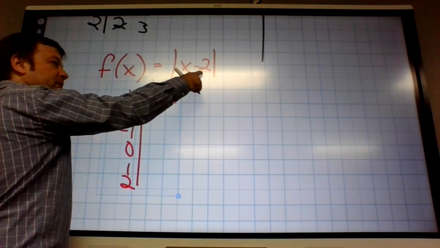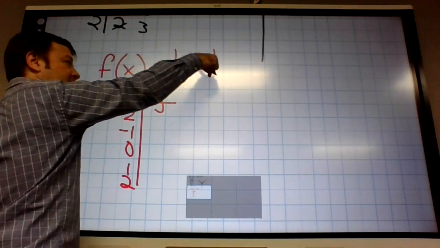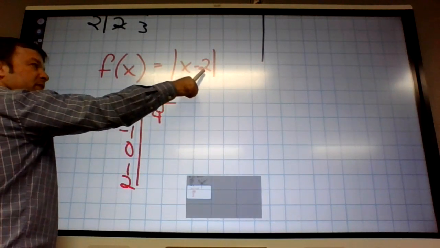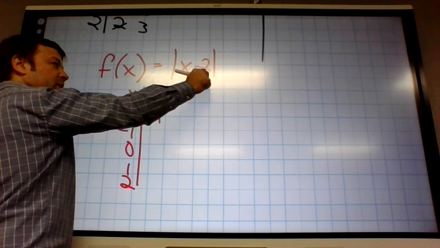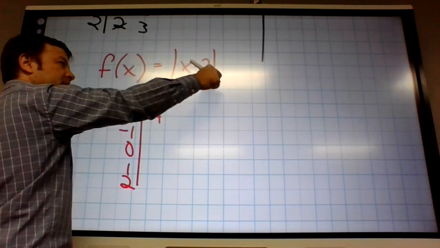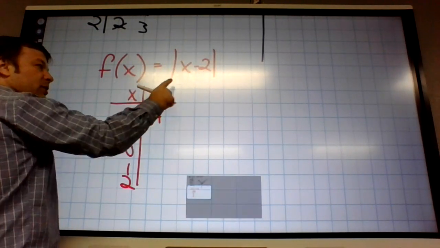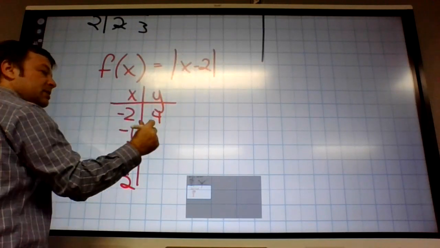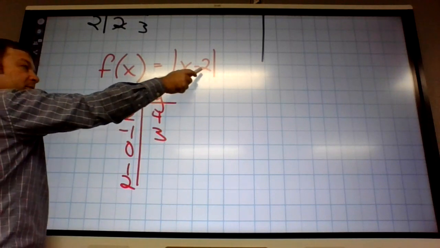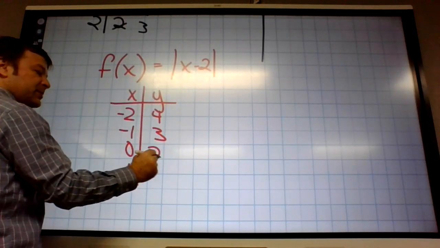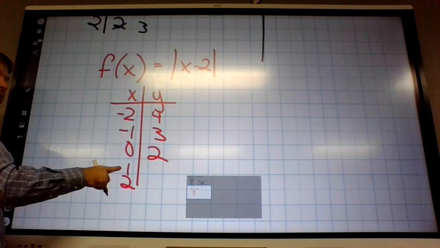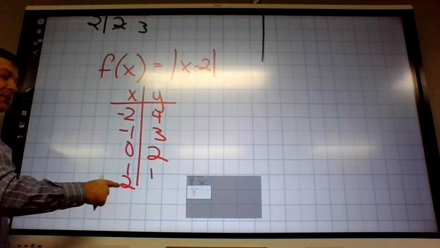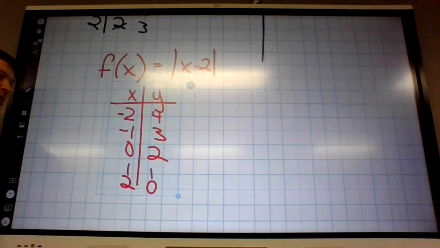-2 minus 2 is -4. The absolute value of -4 is 4. -1 minus 2 is -3. Notice I'm subtracting first and then I'm doing the absolute value. That comes last. The absolute value of -3 is 3. 0 minus 2 is -2, absolute value 2. 1 minus 2 is -1, absolute value 1. 2 minus 2 is 0. The absolute value of 0 is still 0.